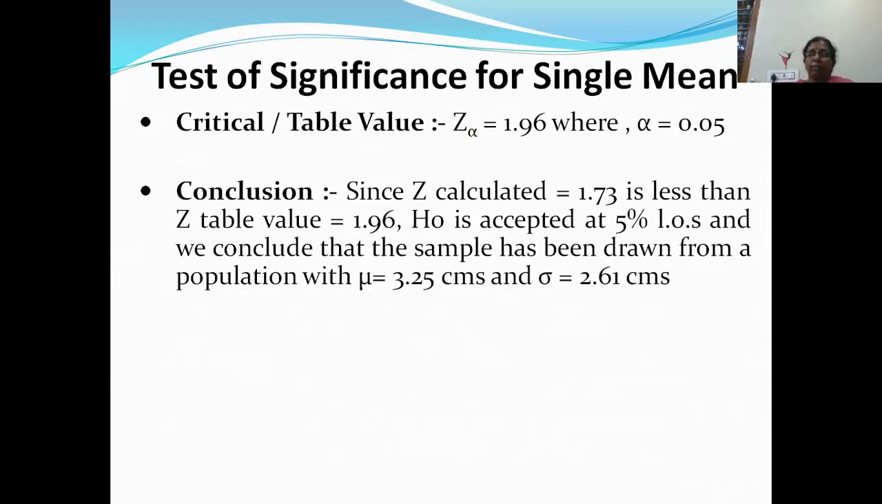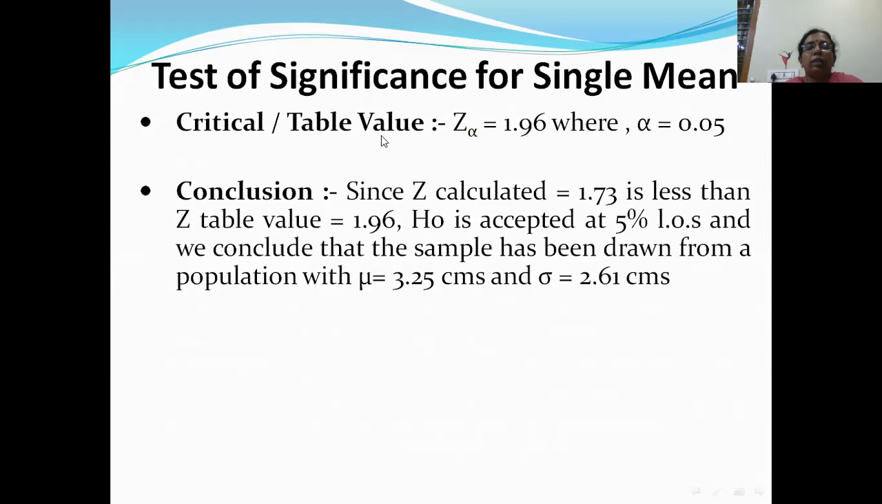It means what? At 5%, there may be some error in our calculation, in our conclusion. So here I'm taking alpha as 5%, so Z alpha is 1.96. If it is one-tailed, it would be 1.68 for alpha equal to 5%. Because it is two-tailed, the table value or critical value is 1.96.